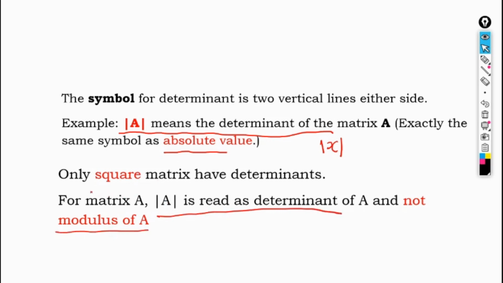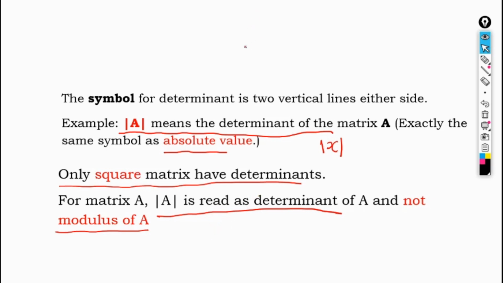And we know that only square matrices have determinants. ಬೇರೆ ಯಾವ ಮ್ಯಾಟ್ರಿಕ್ಸ್ ಕೂಡ ಡಿಟರ್ಮಿನೆಂಟ್ಸ್ ಅನ್ನು ನಾವು ಡಿಫೈನ್ ಮಾಡೋಲ್ಲ. ಇಲ್ಲಿ ಮುಖ್ಯವಾಗಿ ನಮಗೆ we can observe the difference between matrices and determinants.